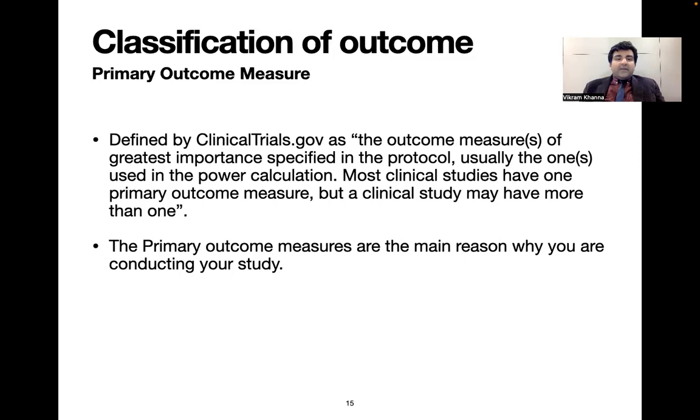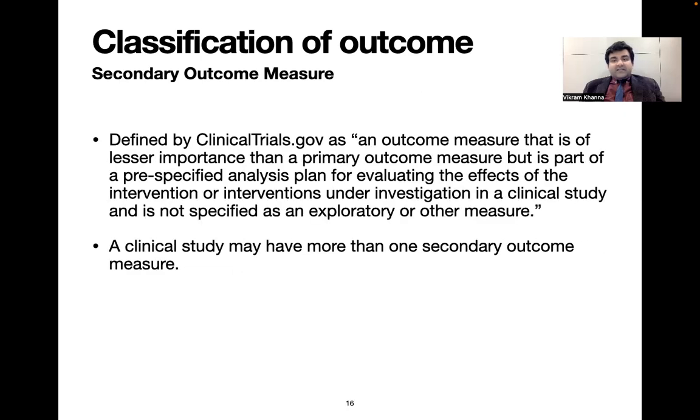Now, coming to the primary outcome, defined as the outcome measures of greatest importance specified in the protocol, usually the ones used in the power calculation. Most clinical studies have one primary outcome measure, but a clinical study may have more than one outcome measure. The primary outcome measures are the main reasons why you are conducting the study.